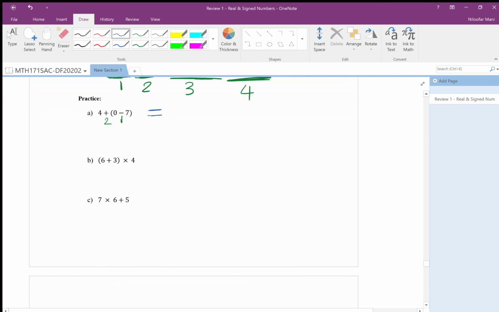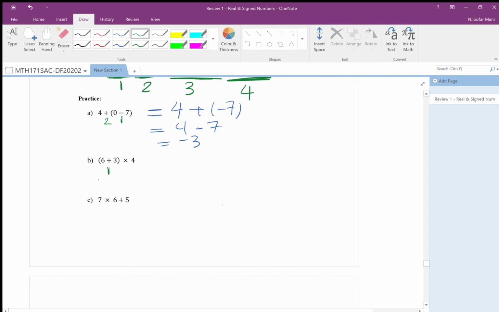Okay, so here I do 4 plus minus 7, because it's 0 minus 7. Then I do 4 minus 7, and then I do minus 3 is the answer. Right? Done. How about next?